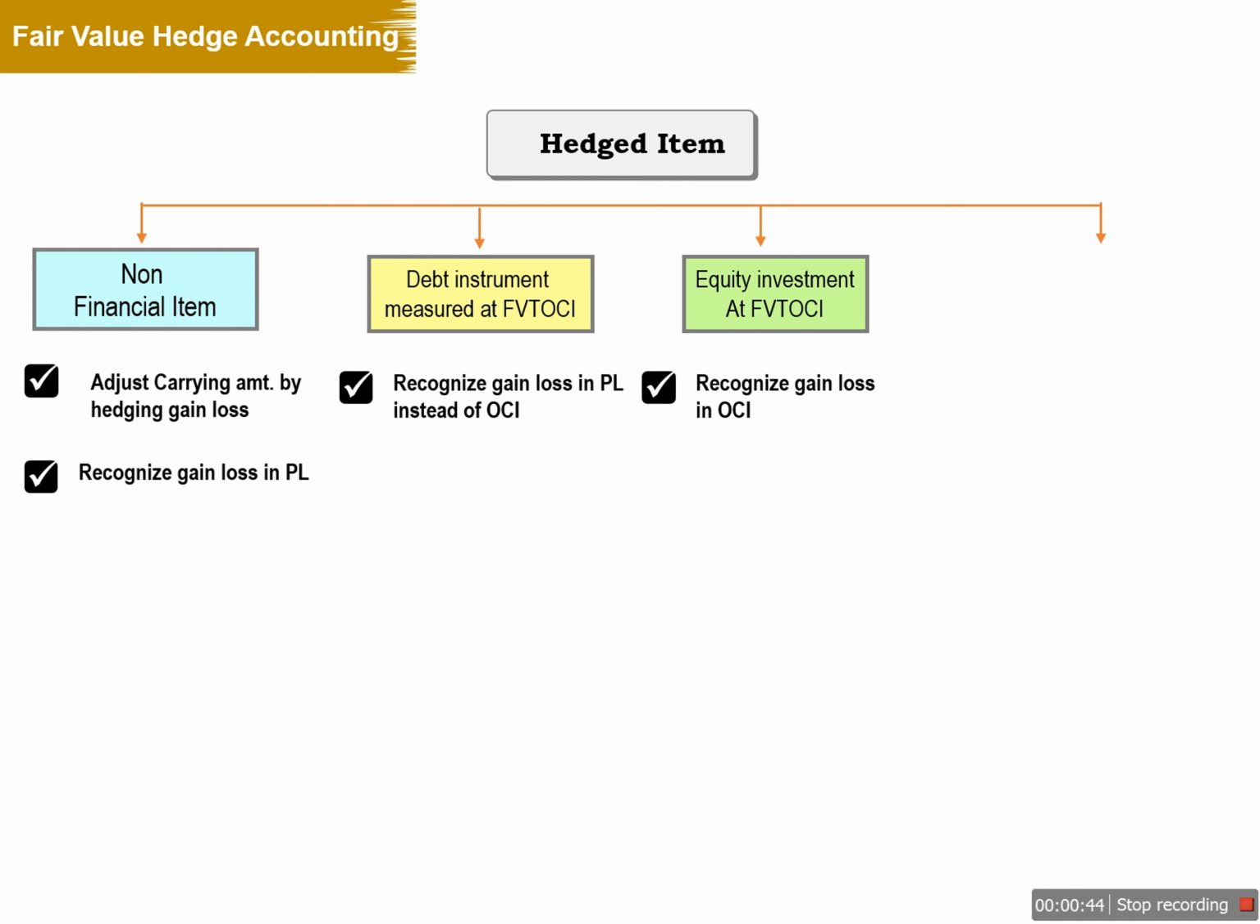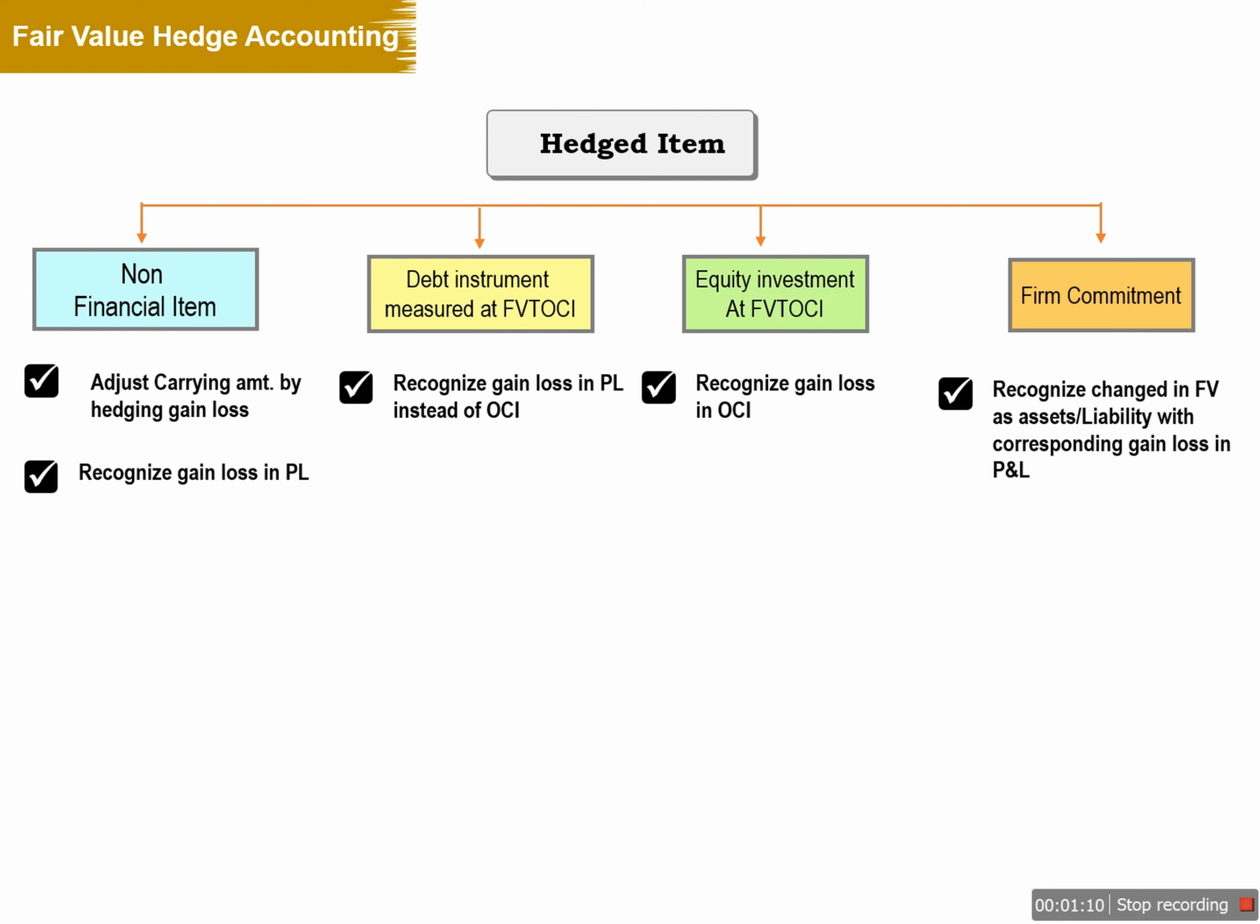Similarly, for an equity investment measured at FVTOCI, we need to recognize the impact in OCI because, as we learned in the previous slide, the hedging instrument that hedges an equity instrument for which an entity has elected to present changes at FVTOCI, has its fair value changes also booked in OCI. So, to offset the impact, the gain or loss on the valuation of the hedged item is also booked in OCI.